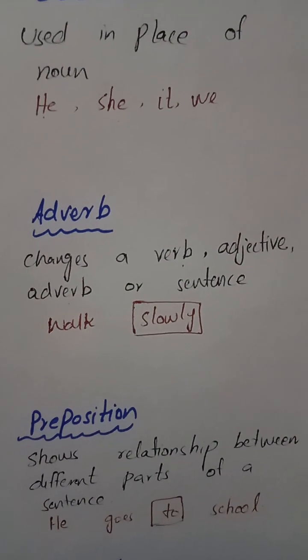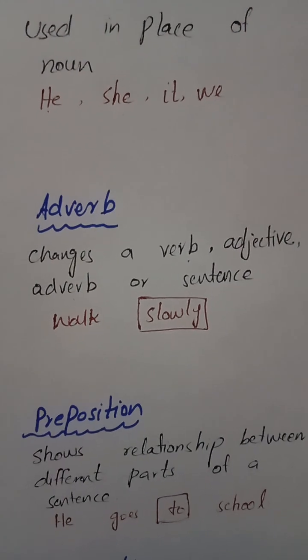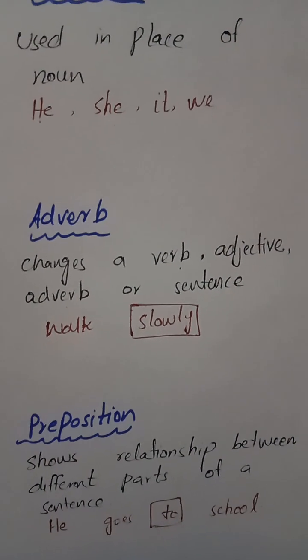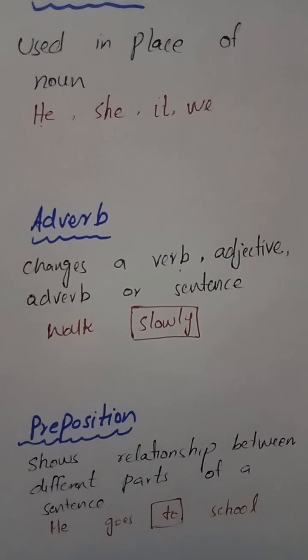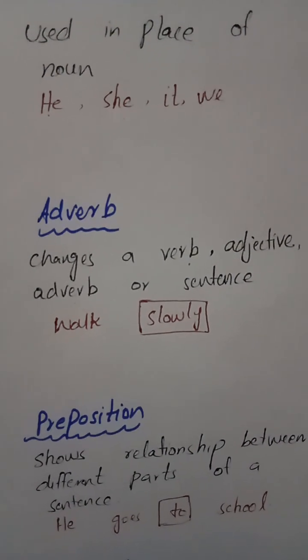Adverb. Adverb is a word that changes a verb, adjective, adverb, or a sentence. Like, for example, we can say walk slowly. Now, slowly is an adverb here.